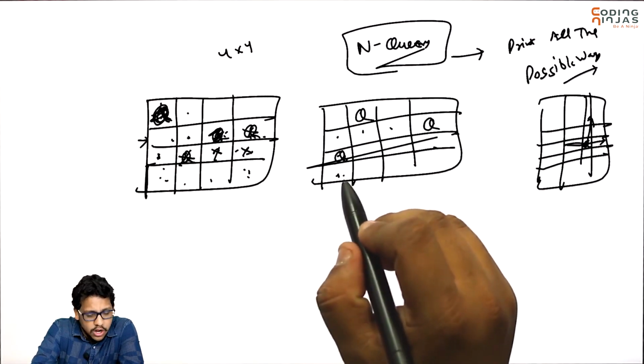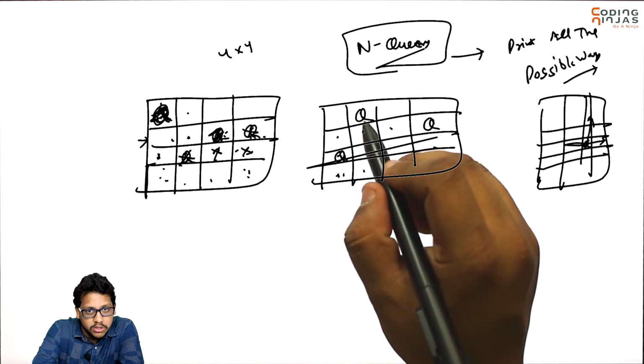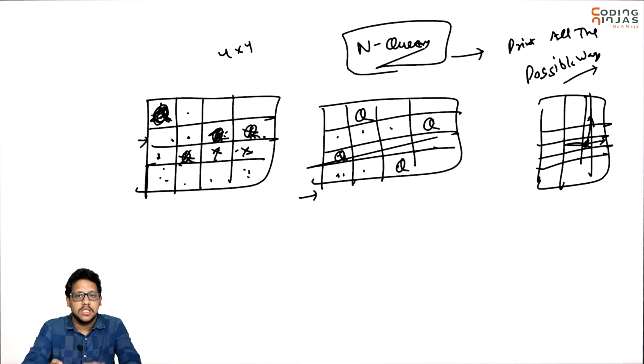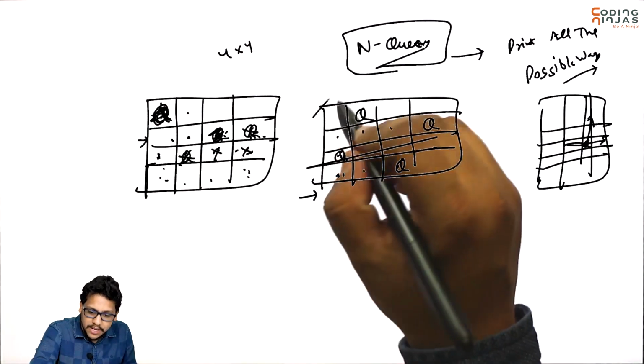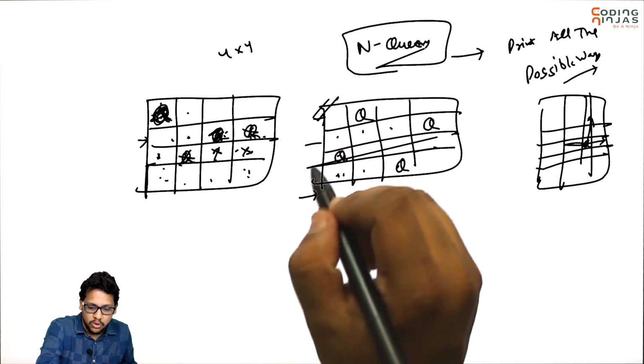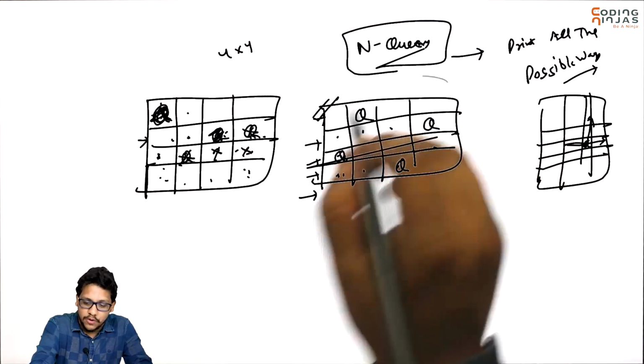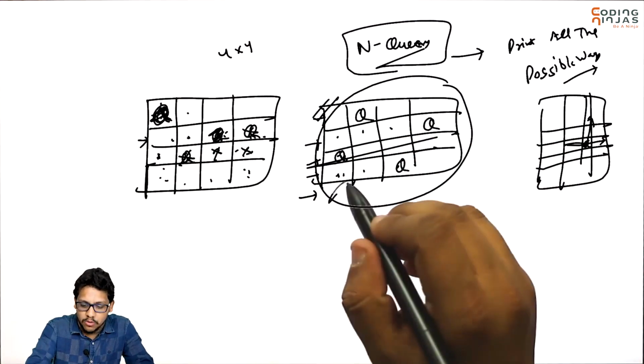You cannot place the Q here because this will cut. You can place it here because nobody will cut. You will go on, and you have crossed the number of rows. So this is one way: this is row 1, row 2, row 3, row 4, and now you have row number greater than 4. That means you found one way, you print it and go back.